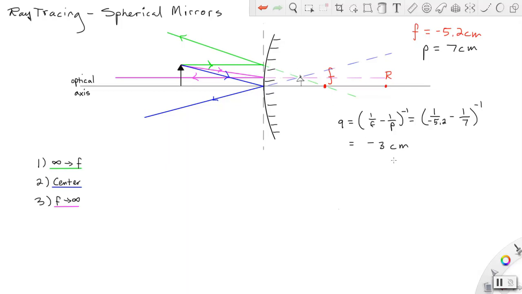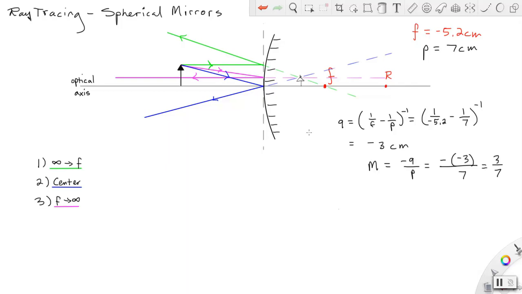So we can also figure out the magnification here. Magnification, still negative q over p, is equal to negative of, what's our q? Negative 3. What's our p? 7. So it should be equal to 3/7 the height. That's about accurate, right? It looks like around less than half the height. And it's positive, meaning that it's upright, right?